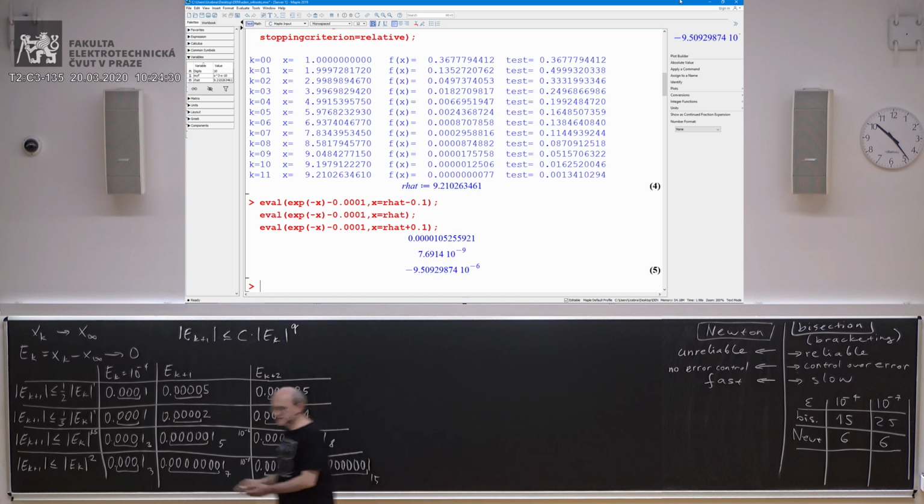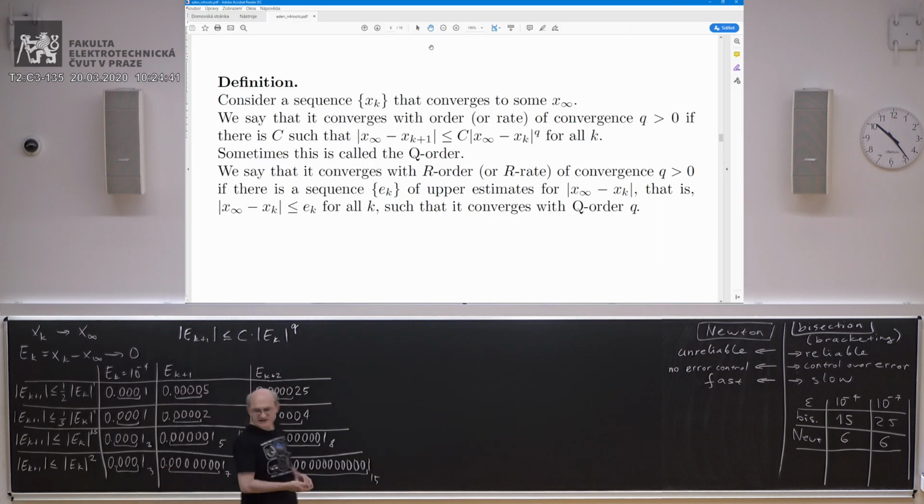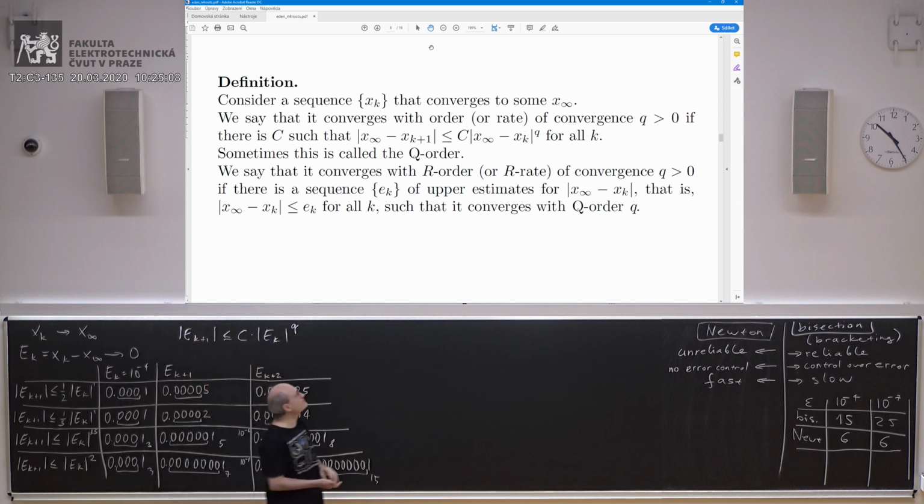Let's have a look at some definitions. Here we go. We have a sequence which converges to some x infinity, and we are keeping track of the difference. Here for some reason I put the difference the other way around, but since it's in the absolute value, it doesn't really matter. And we say that the sequence converges with order q if we have an inequality which looks exactly like this, and the power q is here. And this is sometimes called the q order of convergence.